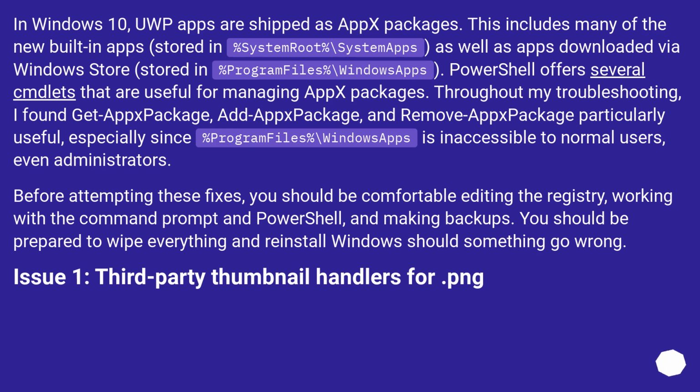In Windows 10, UWP apps are shipped as Appx packages. This includes many of the new built-in apps, stored in %systemroot%. PowerShell offers several cmdlets that are useful for managing Appx packages. Throughout my troubleshooting, I found Get-AppxPackage, Add-AppxPackage, and Remove-AppxPackage particularly useful.